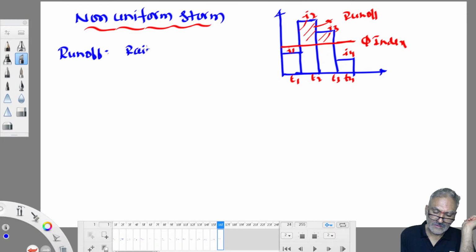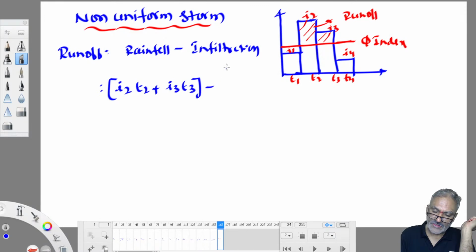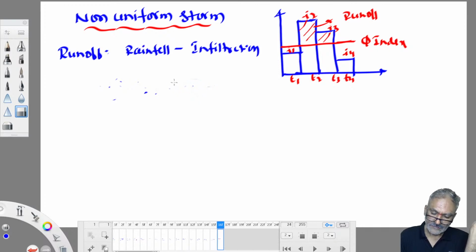So in this case, for a non-uniform storm, runoff is equal to rainfall minus infiltration. What rainfall do you have to take? Effective rainfall. So it is I2 into T2 plus I3 into T3 minus the infiltration during that period. Runoff is nothing but effective rainfall only, or you can write it as the area of the effective rainfall hydrograph. That hatched portion is the area of the effective rainfall hydrograph.